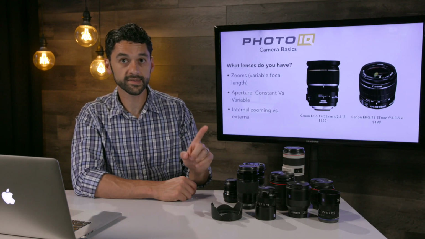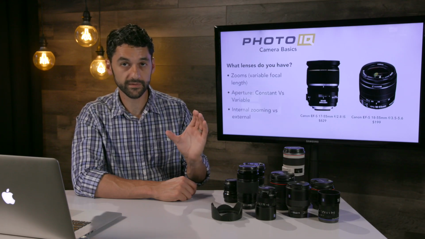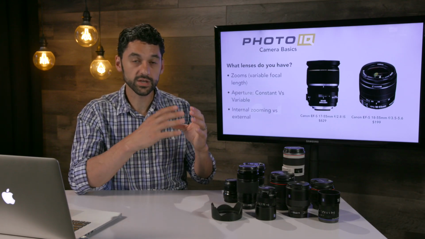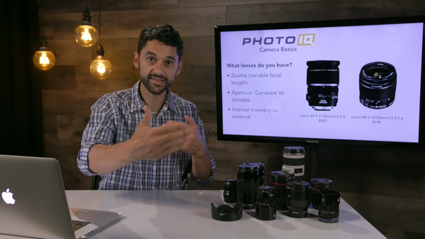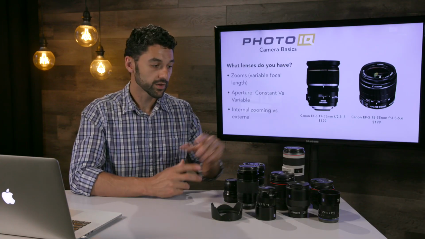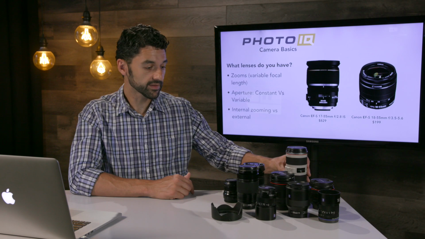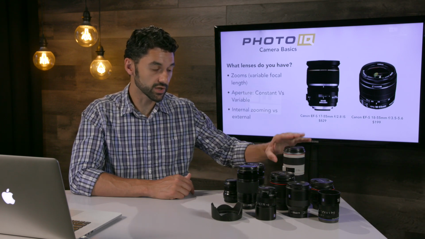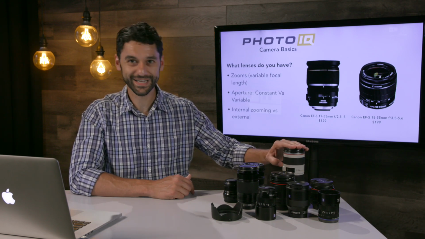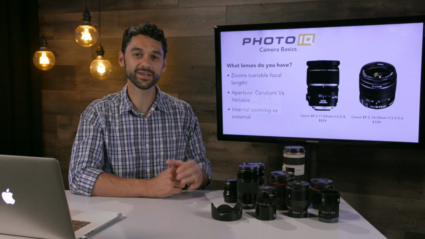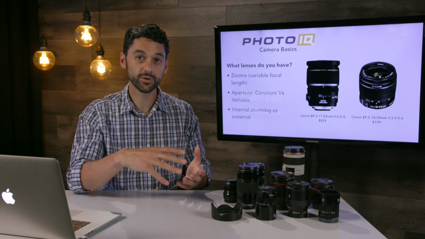So you're gaining one stop of light, one larger stop of aperture, and shallower depth of field to be able to separate your subject from the background. The drawback is a much larger price and the fact that it is going to be much larger in size and much heavier. So there are significant drawbacks to these pros and cons.